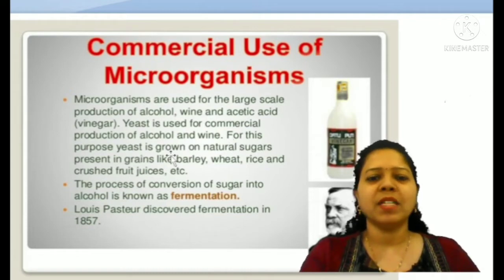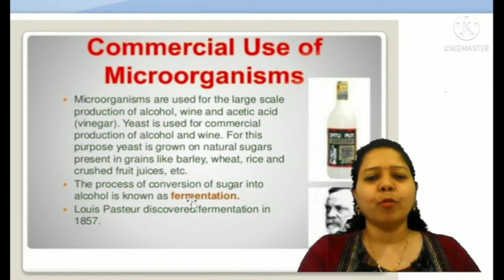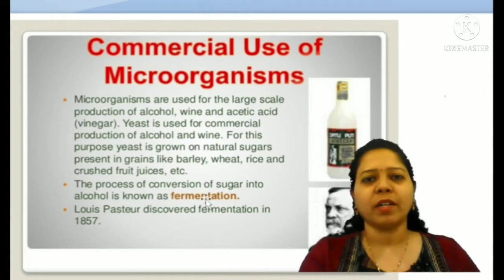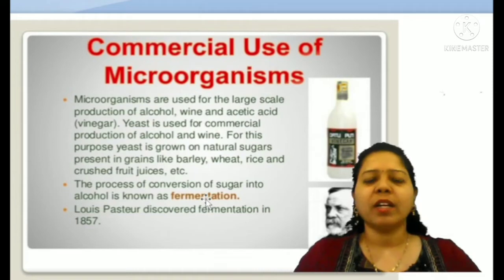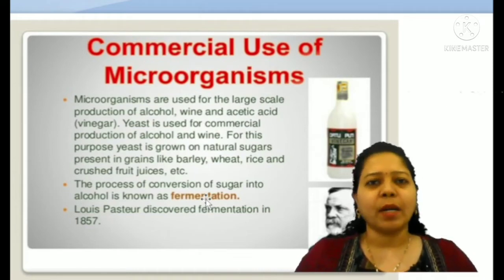For this purpose, yeast is grown on natural sugars present in grains like barley, wheat, rice, and crushed fruit juices, etc. The process of conversion of sugar into alcohol is known as fermentation. Fermentation is a process in which sugar gets converted into alcohol with the help of yeast. That process is known as fermentation.